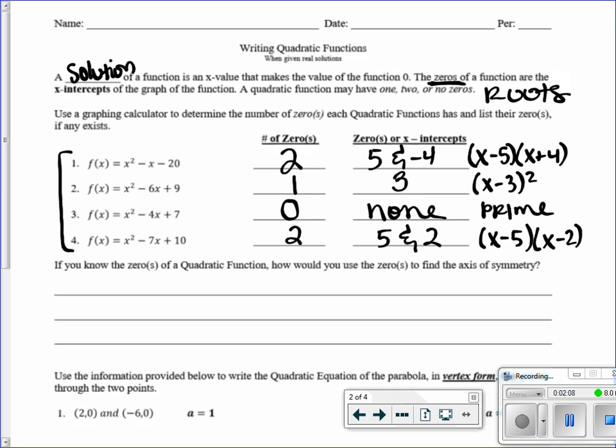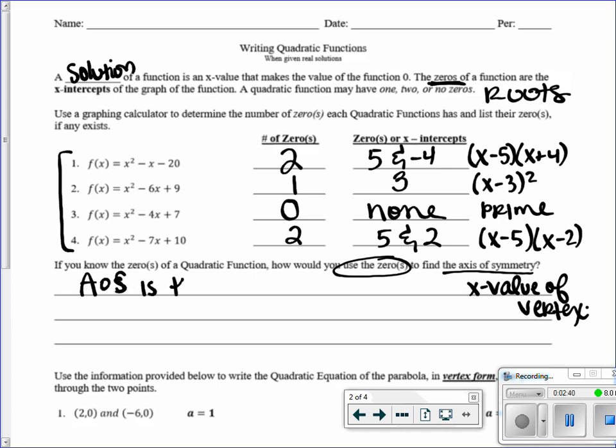Now what we've talked about already, we used our zeros to talk about the x value of the vertex or the axis of symmetry. The relationship between the zeros and the axis of symmetry, or the x value of your vertex. What's the relationship between those two? Hopefully everyone just thought in their head, or you said it out loud, that the axis of symmetry is in the middle of the zeros.